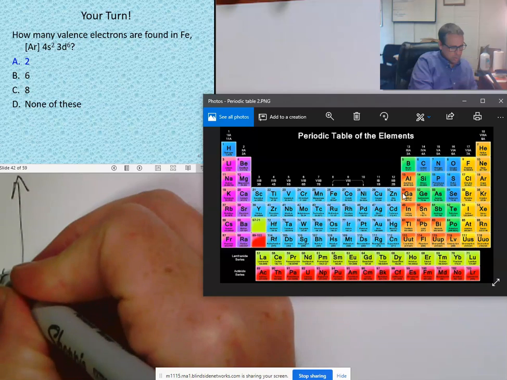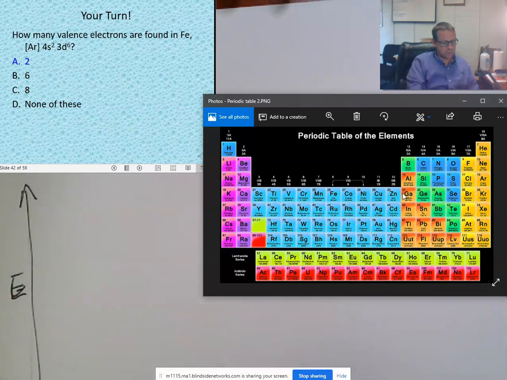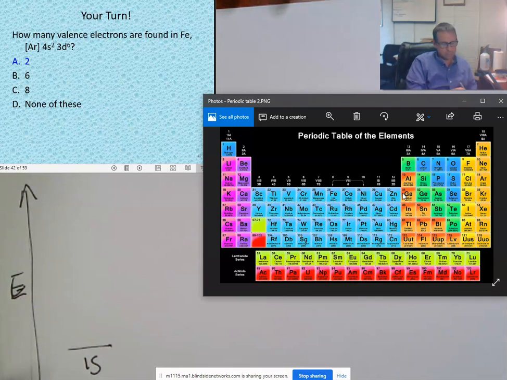Okay, so there's our energy. All right, and now we're going to start off with 1s. Now that part we kind of want to know, but really the periodic table tells us, because what we're trying to do is depict where the electrons would reside in any given atom.